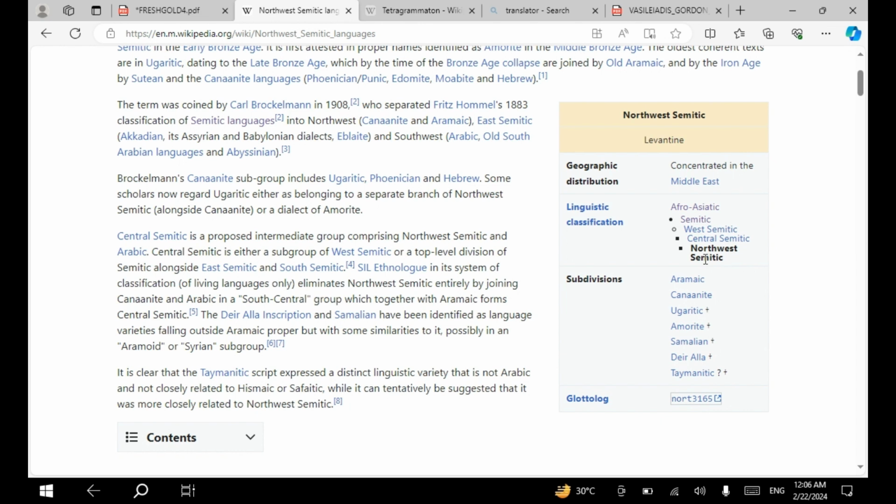Now they claim that Hebrew was a Northwest Semitic language. Northwest Semitic language. What comes to my mind? Northwest Africa. That is where they generate Hebrew from. That is where Hebrew originated from. Northwest Africa.